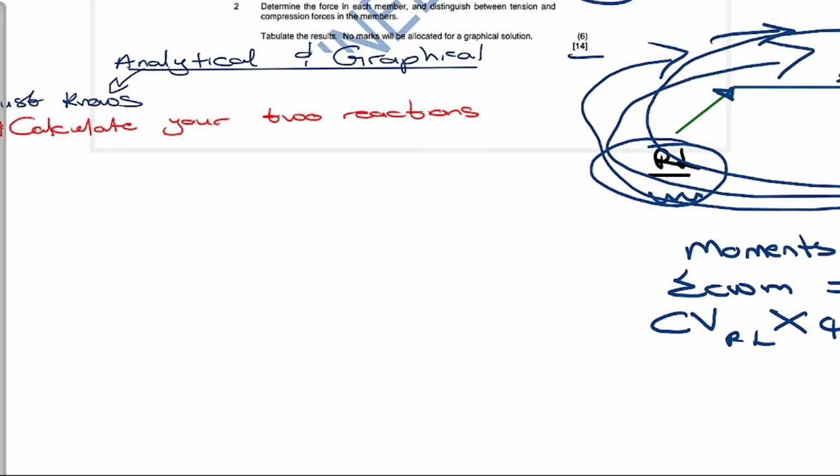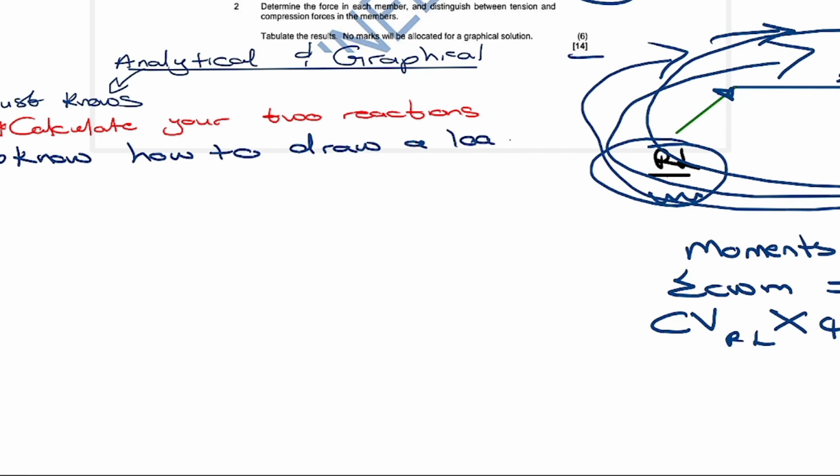So okay, guys, now what you need to know as well is that to calculate your reactions, you must know how to draw a load diagram. It's not hard. We'll do more questions, and just make sure that you subscribe so you don't miss out.